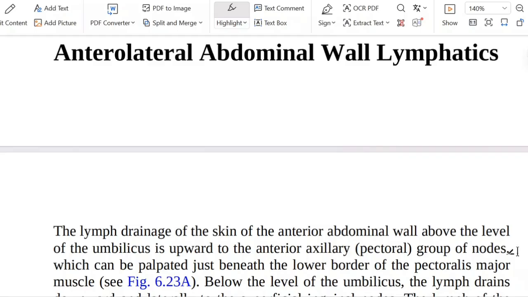Now let's study the anterolateral abdominal wall lymph drainage. The lymph drainage of the anterolateral abdominal wall is again divided, same as the arteries, into the superficial and the deep parts. So let's study the superficial part.